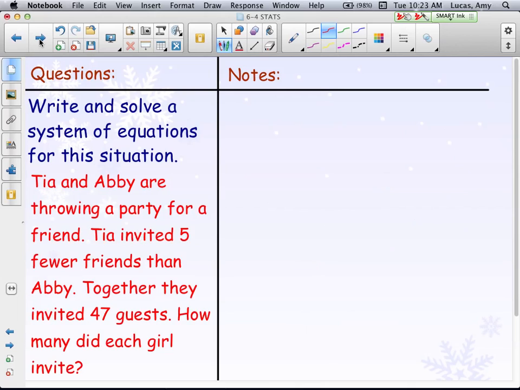Word problem number 2. Tia and Abby are throwing a party for a friend. Tia invited 5 fewer friends than Abby. Together they invited 47 guests. How many did each girl invite? Well, I will define my variables as T for Tia and A for Abby.